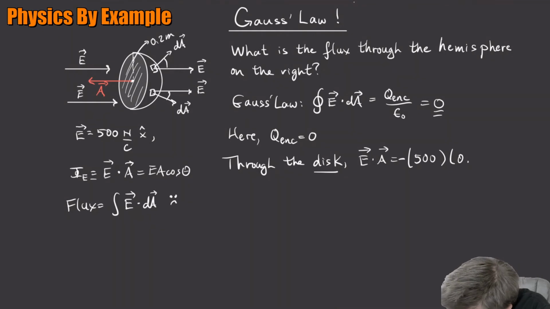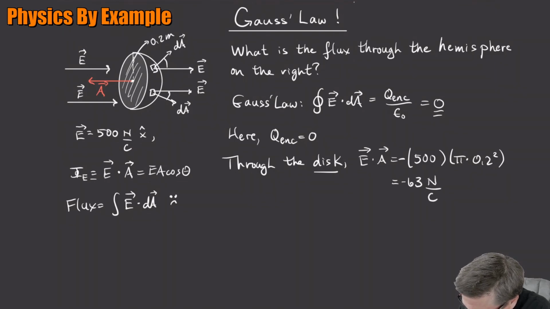So it's going to be pi times 0.2 squared. And when I did that, what did I get? Minus 63, whatever the units are, newtons per coulomb times meter squared. Okay, so there's the flux. That's the flux coming in. It's negative because it's going into the surface. That's how it's defined. And now we use Gauss's law.